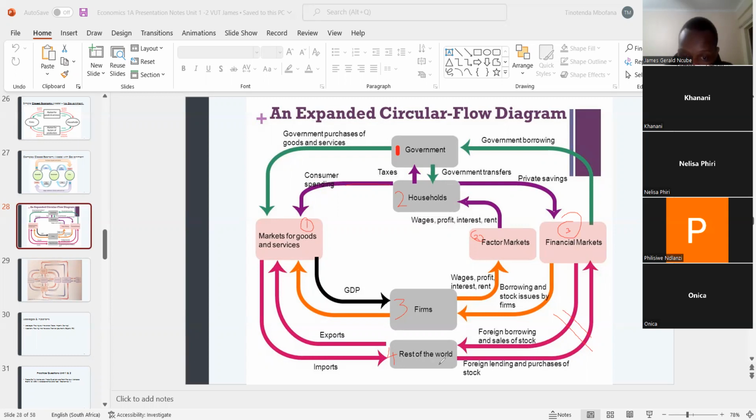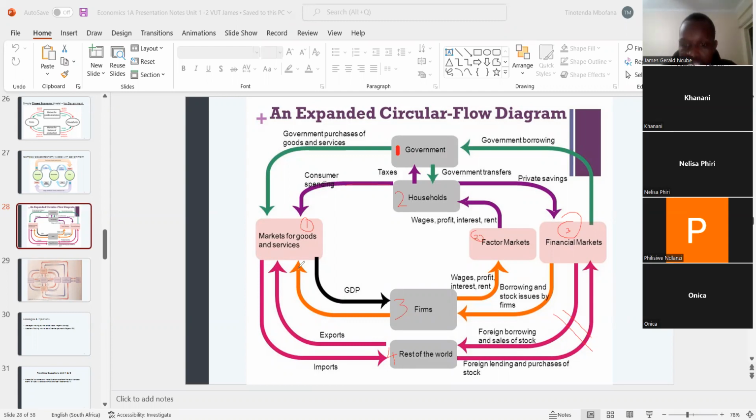What about the foreign sector? The foreign sector supplies the goods and services market and also takes from it. These are your exports and your imports that happen in the foreign sector. What about the companies? The companies supply the goods and services market with the various goods and services that they're producing. So that's the interaction with the goods and services market.